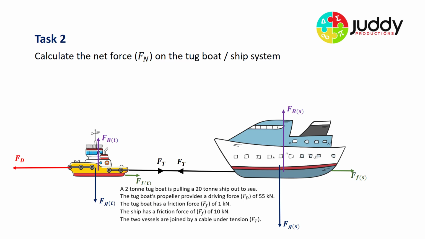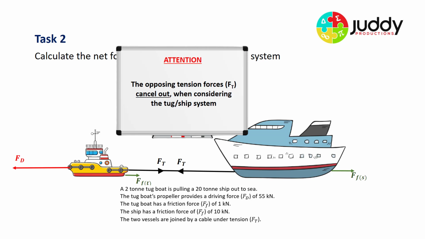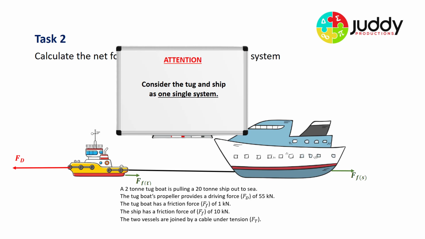Task 2. Calculate the net force Fn on the tugboat and ship system. We know that motion is in the horizontal plane, moving to the left, and so first of all we can cancel out the vertical forces. The buoyancy force Fb and the gravitational force Fg will cancel out for both the tug and the ship, so they disappear. Also, the opposing tension forces Ft will cancel out when we're considering the tug-ship system. So we're left with a more simplified diagram now. So at this point, let's consider the tug and the ship as one single system.